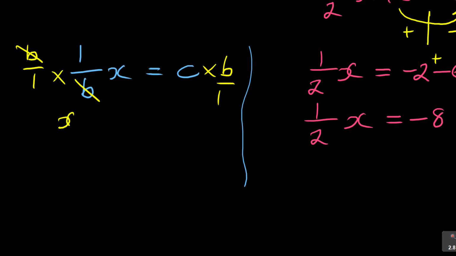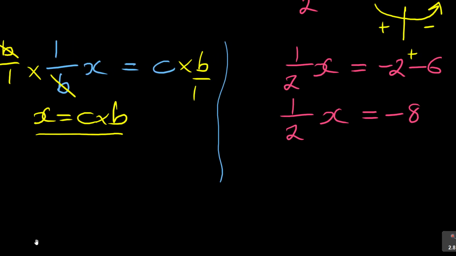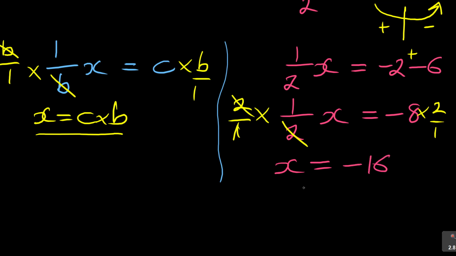Then you'll be left with X is equal to C times B. So that's what we're going to do here. Same way, you can see that here what do I have? I've got 1 over 2, so I'm going to multiply by 2 over 1. You invert. 2 goes to the top, 1 goes to the bottom. But what we do on the left, we do on the right. 2 over 1. That is how that 2 goes. Then we are left with 1x, which is x is equal to minus 8 times 2 is negative 16.